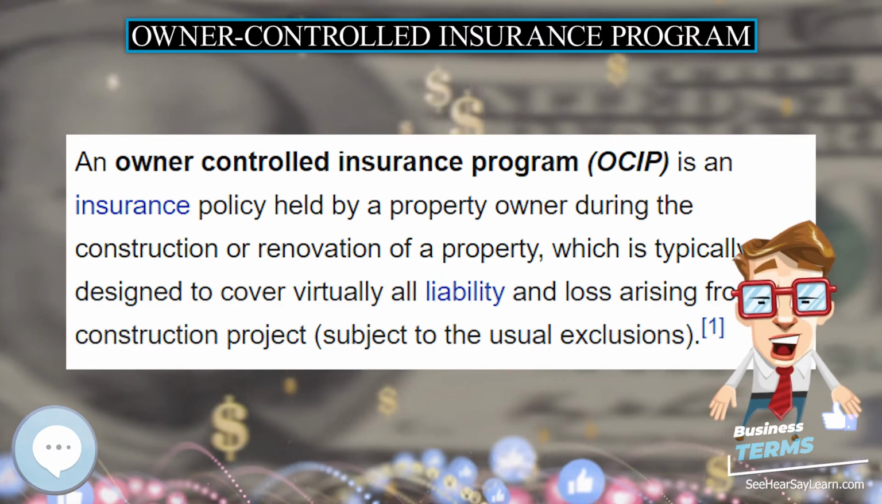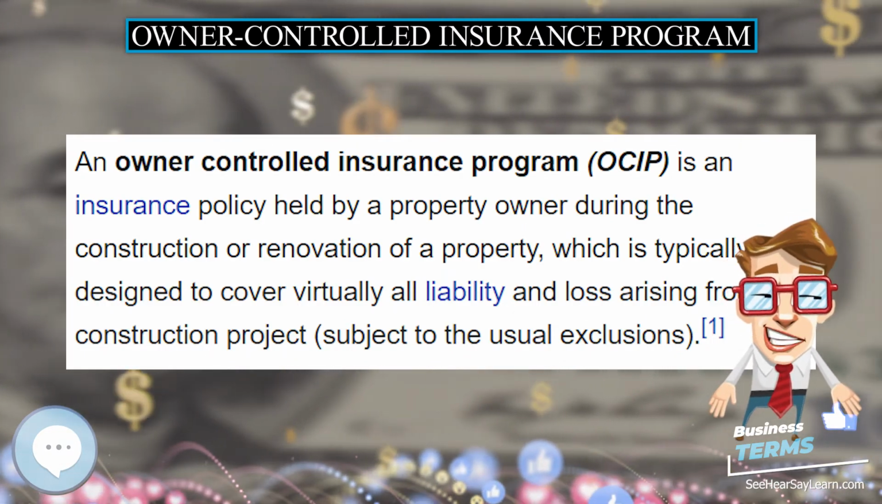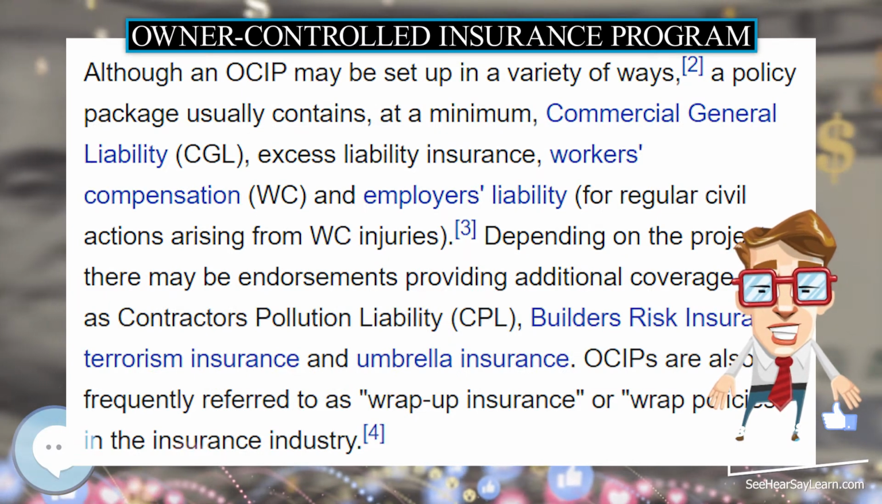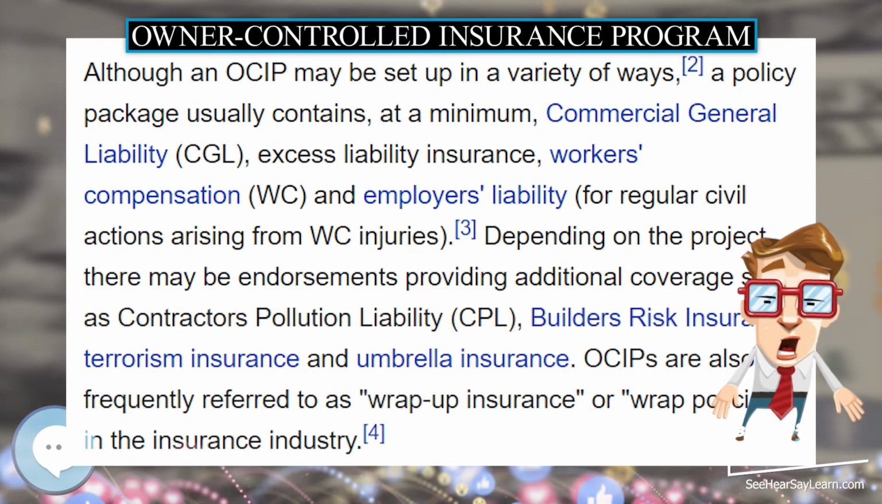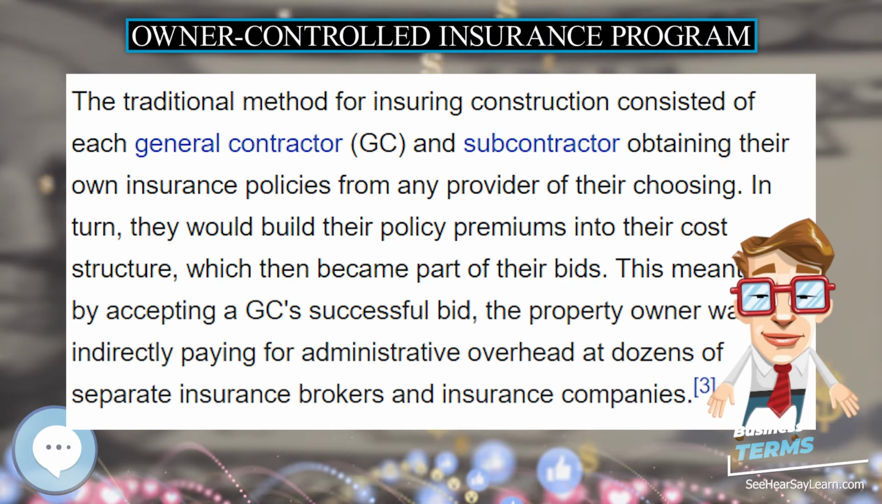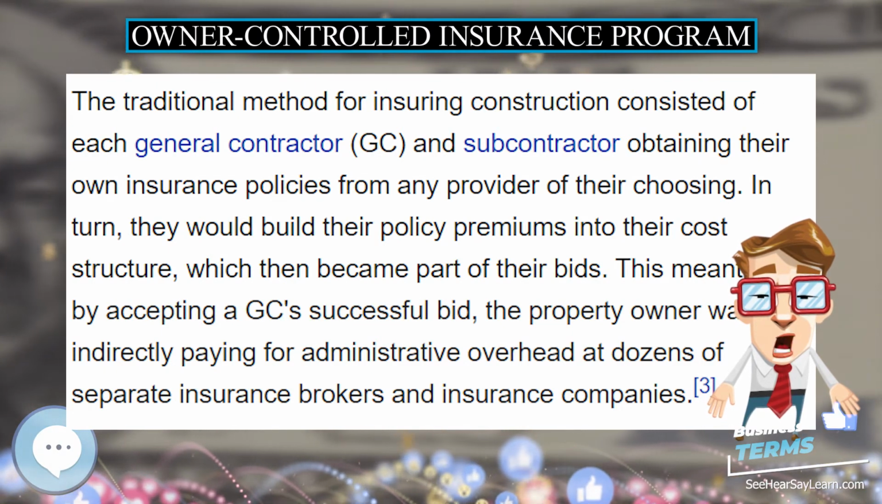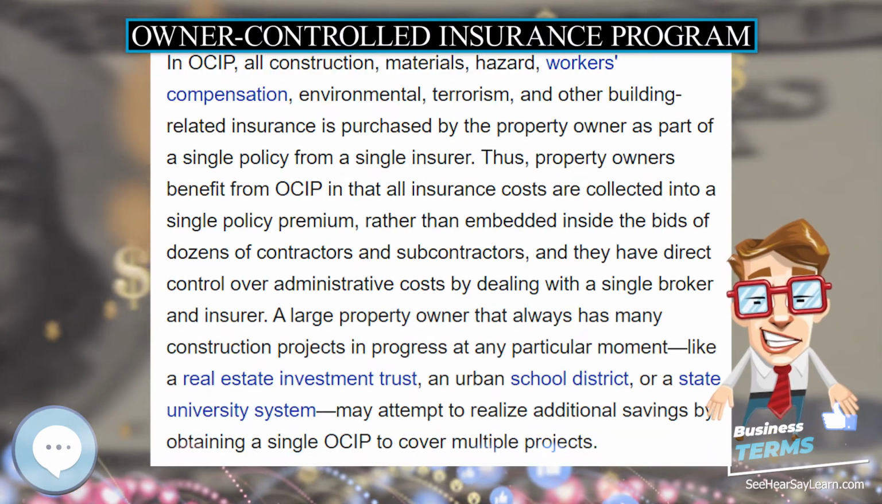A developer-controlled insurance program, DCIP, is also similar to an OCIP but might not include workers' compensation. Instead, a DCIP provides CGL, umbrella and excess mainly for protection against construction defect claims.